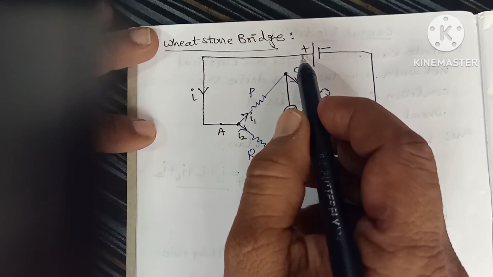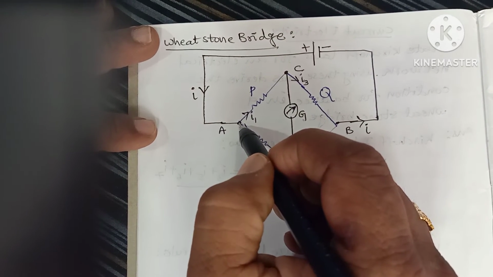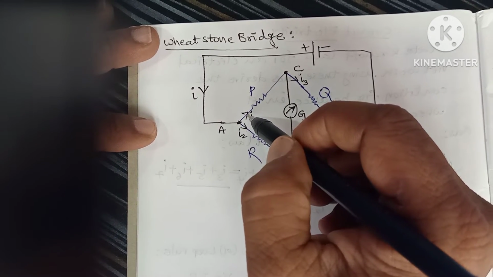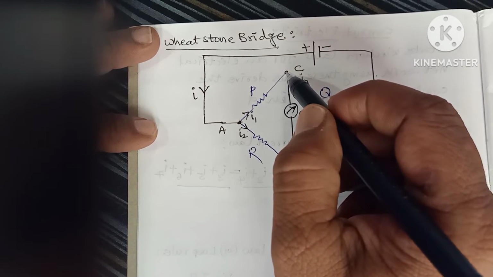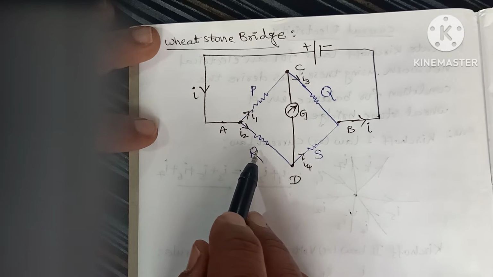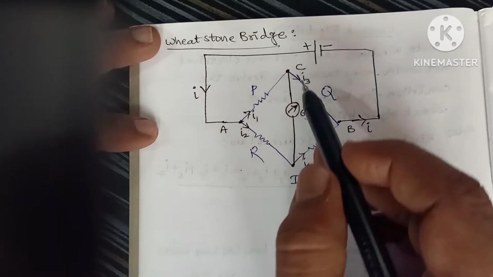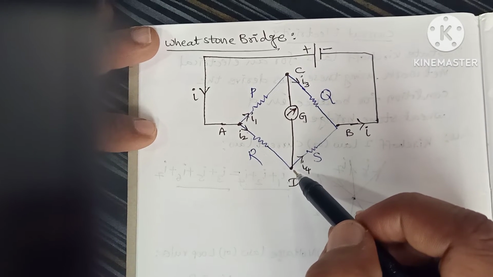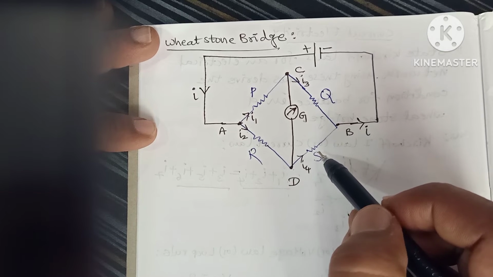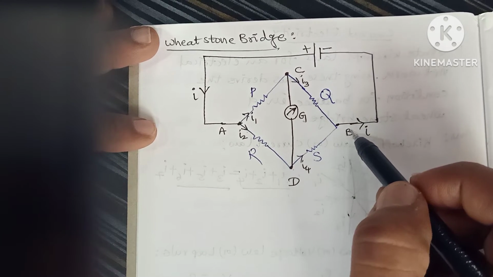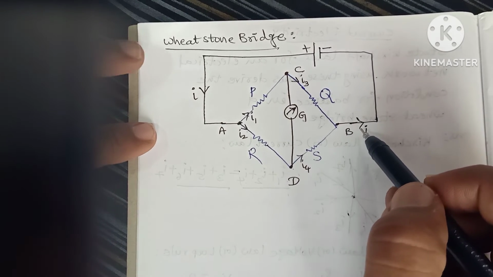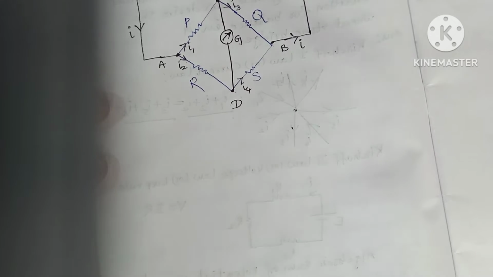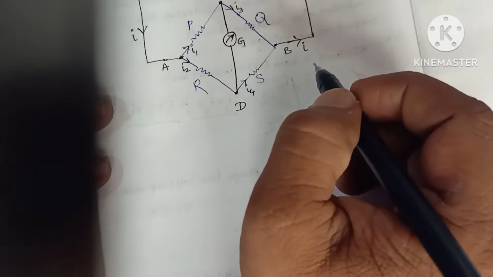Okay, we'll see again. From the battery I current flows, reaches junction A where it splits up into I1 and I2 such that I1 current passes through the resistor P and reaches the junction C, and I2 current passes through the resistor R, reaches the junction D. From C, I3 current passes through the resistor Q, reaches B, and from the junction D, I4 current passes through the resistor S and reaches B. Finally, the same current I that enters will leave the Wheatstone bridge at junction B. Okay. Now let us apply Kirchhoff first law and second law for this particular loop.